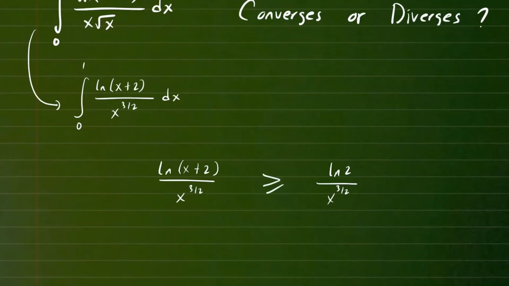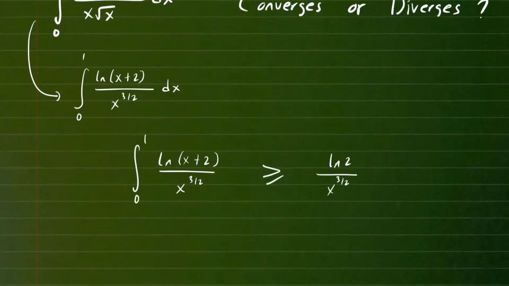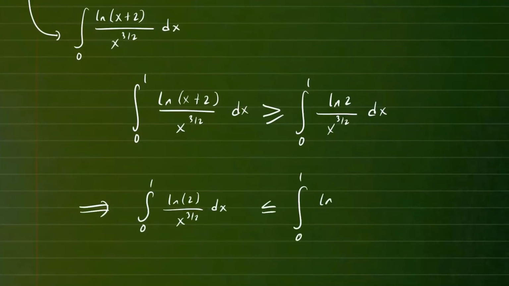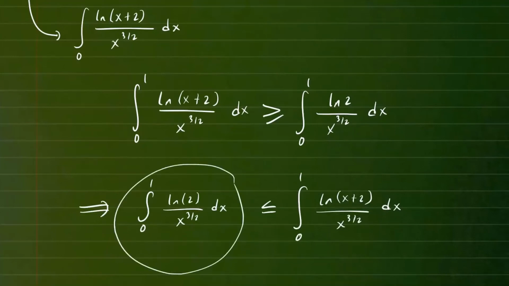So if I integrate from 0 to 1, this inequality holds. So I'm able to come up with a function that is smaller. In other words, the integral from 0 to 1 of ln of 2 over x to the 3/2 dx is less than or equal to the integral from 0 to 1 of ln of x plus 2 over x to the 3/2 dx. So if I can show that this diverges, then whatever lies above will also diverge. So since I came up with something smaller, it has to diverge.